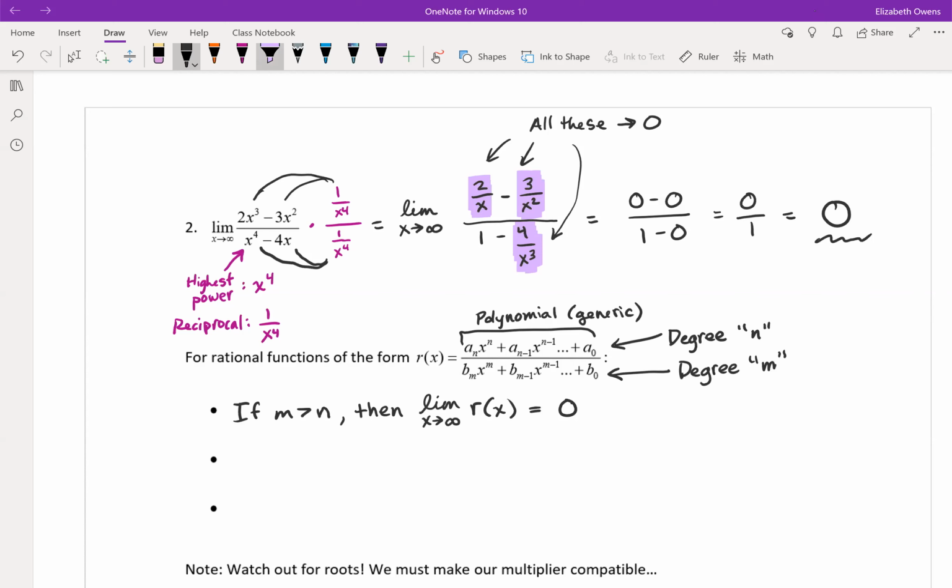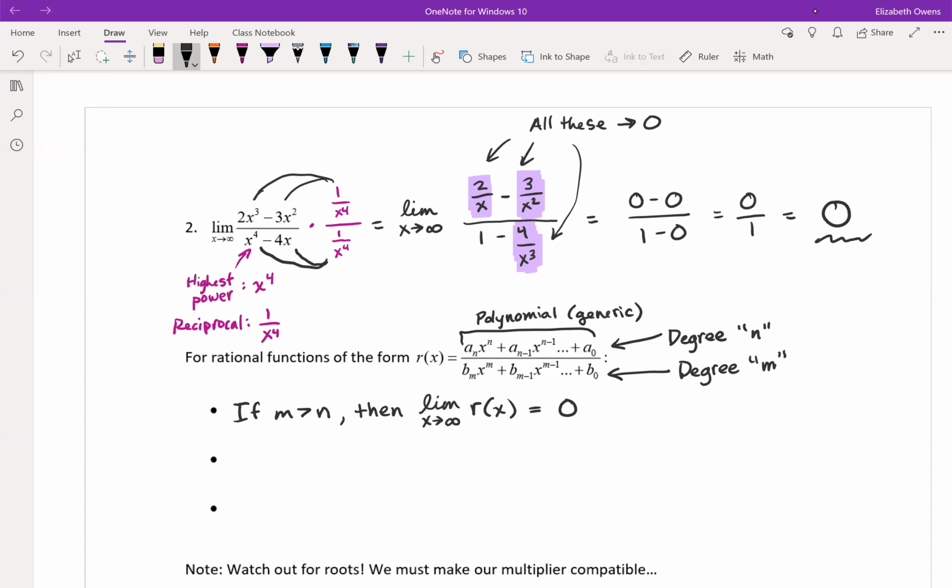So we just saw that in example 2, actually. The denominator was degree 4, the numerator was degree 3, and the result did turn out to be 0 for that limit. So that's going to hold true for any rational function of that form.